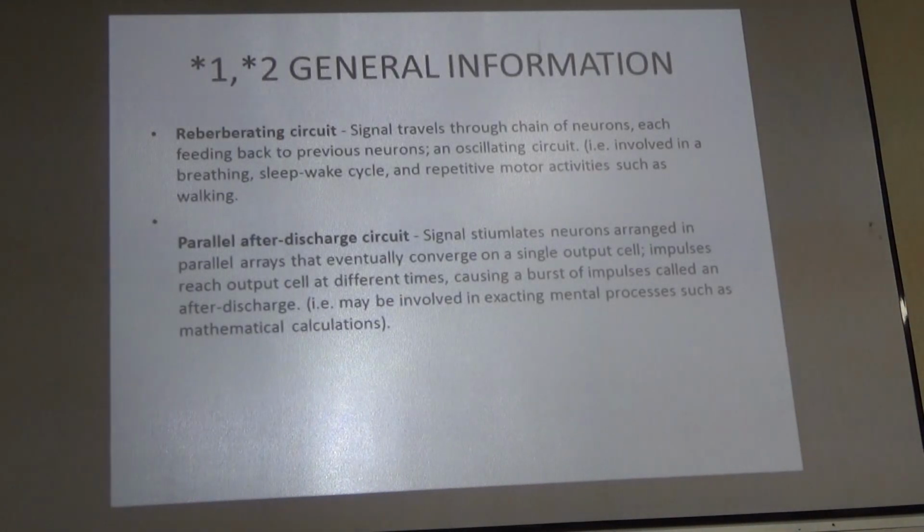Read this. Signal travels through a chain of neurons. Chain means neurons in a chain. They may be in series or parallel, okay? Just like electrical engineering. Each is feeding back to the previous neuron. It comes here and then back. Then another circle, then back. So they are affecting each other, an oscillating circle, you understand? Oscillating, making a dial. And it is involved in breathing and the sleep cycle.